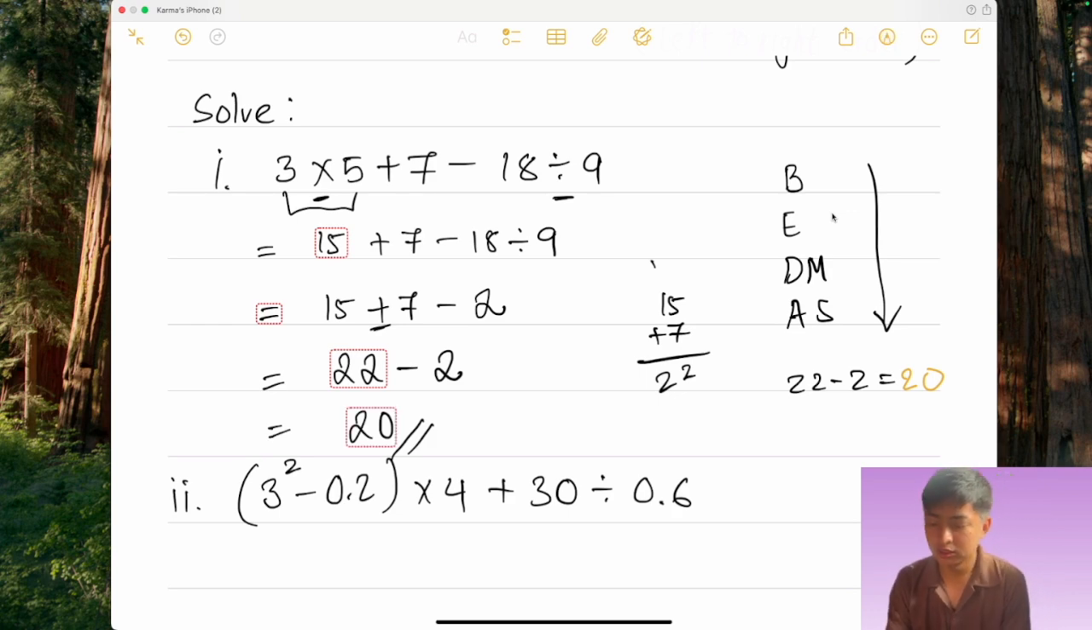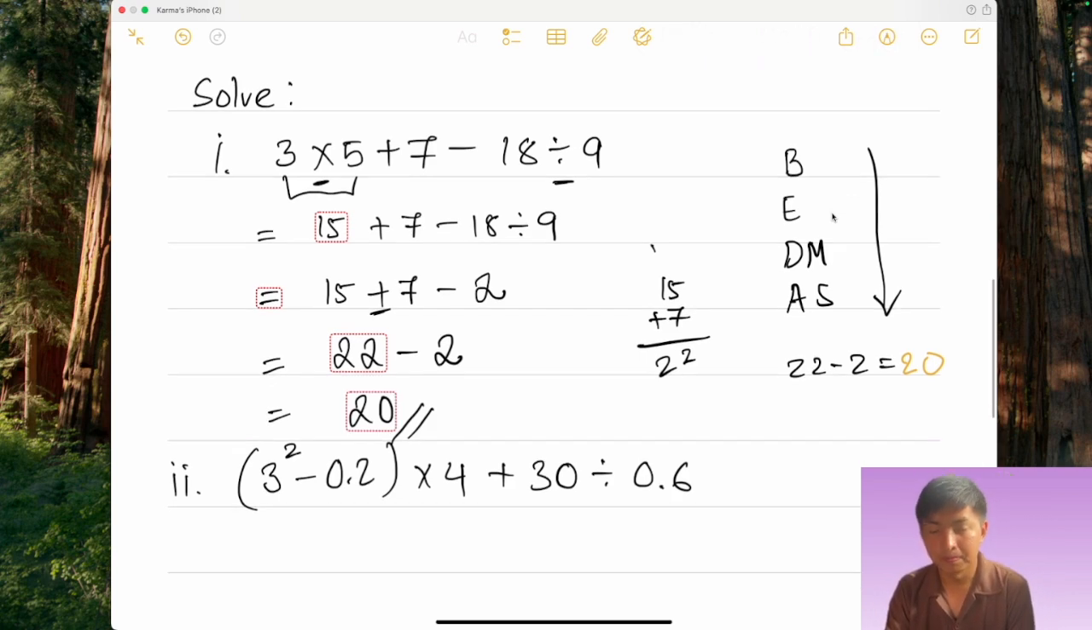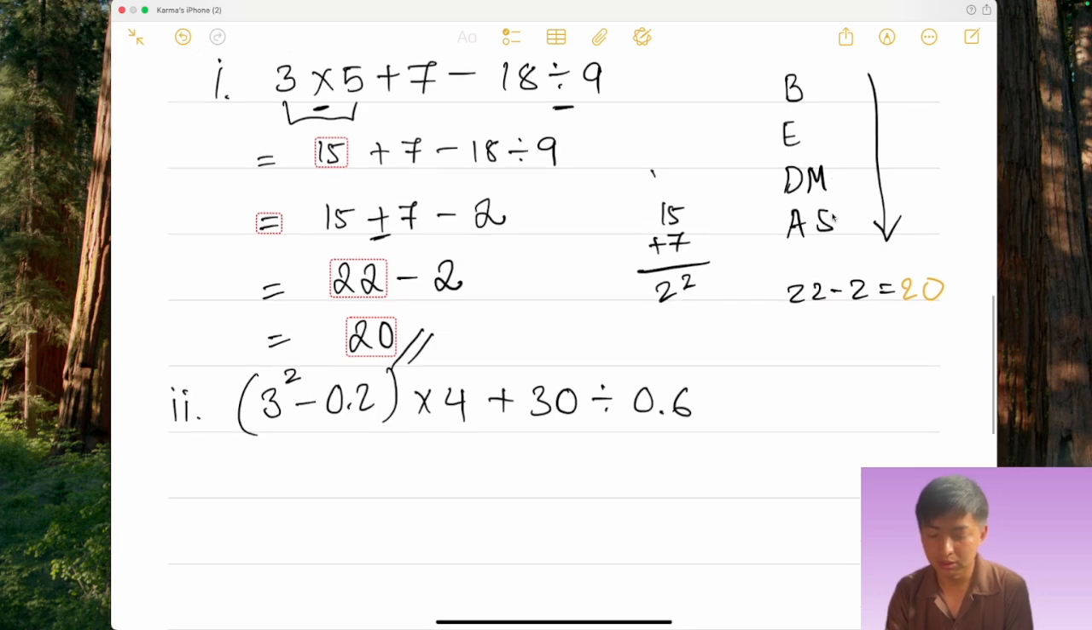So that's how we solve orders of operation using the rules. If you have any questions, let me know in the comment section.